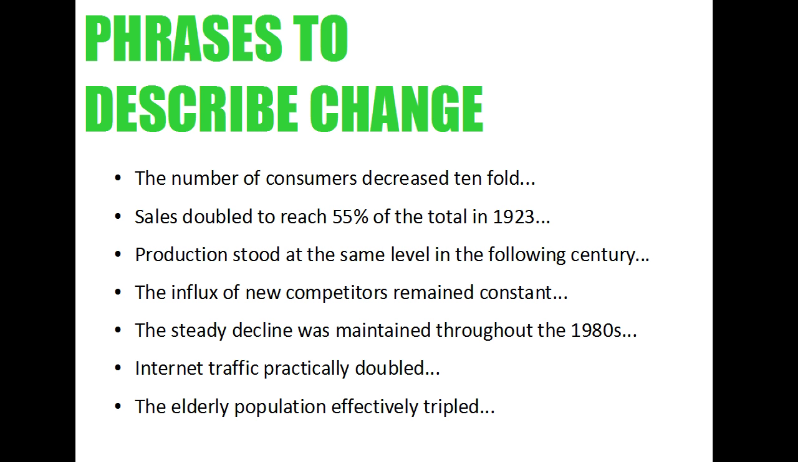Here's a list of phrases to describe the change. Write these down as well. It'll help you remember them. The number of consumers decreased tenfold. Sales doubled to reach 55% of the total in 1923.